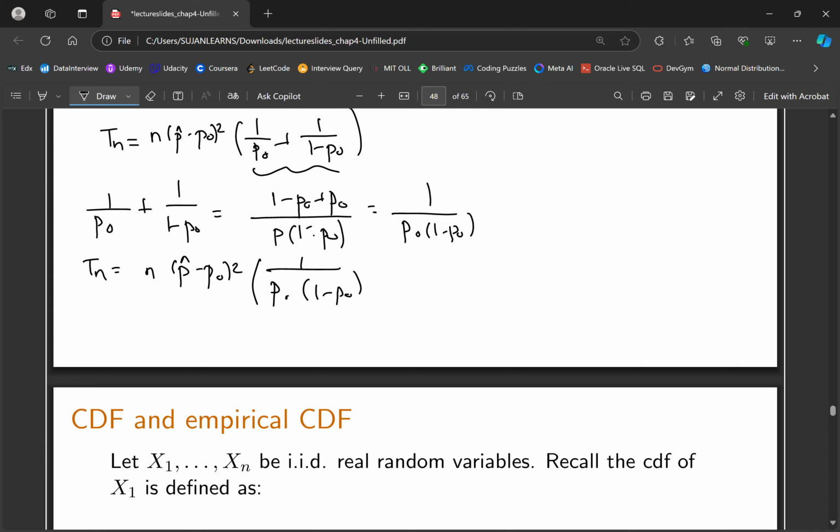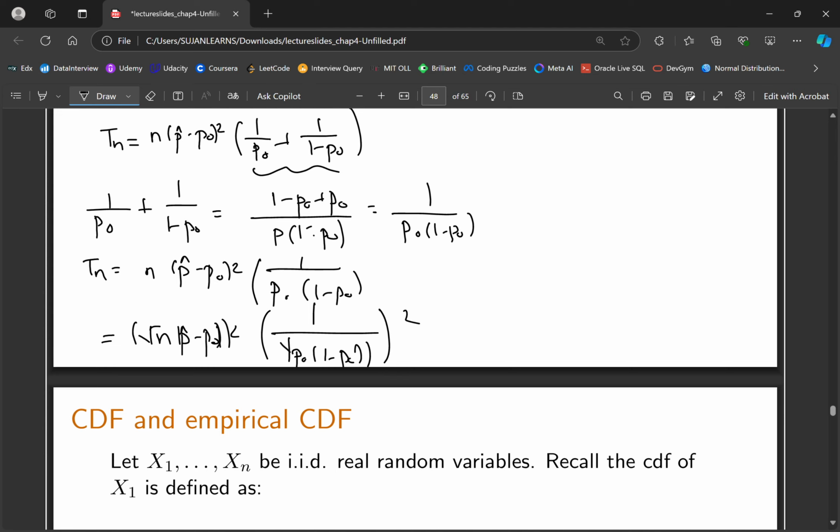Now finally, we need to put this in a square form, and this becomes the square of the absolute value of root n times (p hat minus p naught) over the square root of p naught times (1 minus p naught). So this is what we get as the final form. This shows that the chi-square test for when k is equal to 2 is similar to a test for a Bernoulli distribution when the single parameter is equal to p.